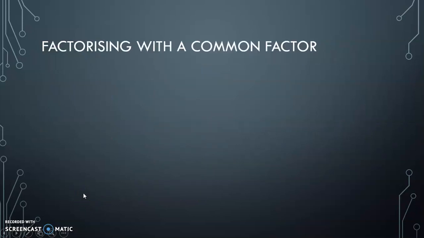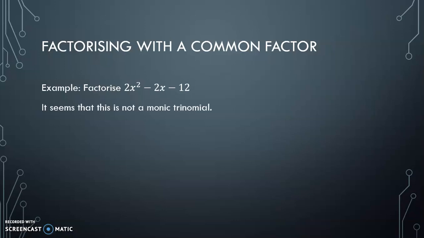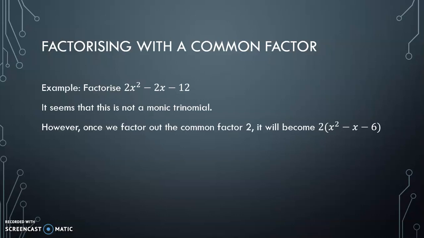Sometimes we will encounter an expression that doesn't look like a monic expression. For example, this one: 2x squared minus 2x minus 12. We can factorize it in the future, but now we want to focus on monic expressions. However, although this expression is not monic, it can be easily turned into a monic expression by taking out the common factor 2. When we take out the common factor 2, whatever has been left in the bracket is a monic expression. So we're looking for two numbers that add up to negative 1 but multiply to negative 6.